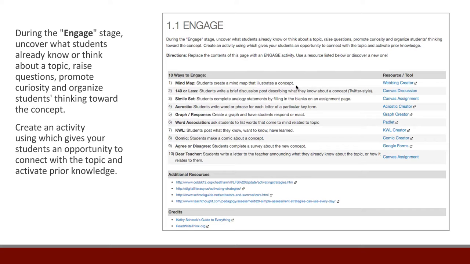So what you would do in the template is edit this page. This information is here for you just for reference. So you would remove this information, delete it out, and replace it with your own Engage activity. So you'll create an activity which gives your students an opportunity to connect with the topic and activate their prior knowledge.